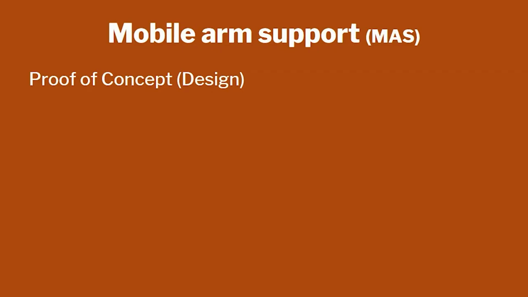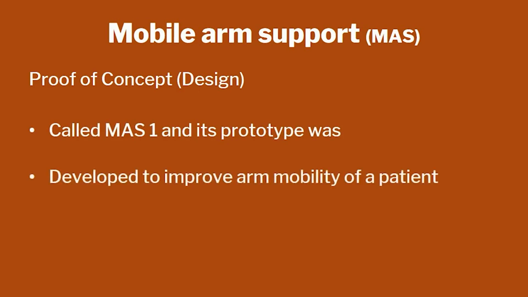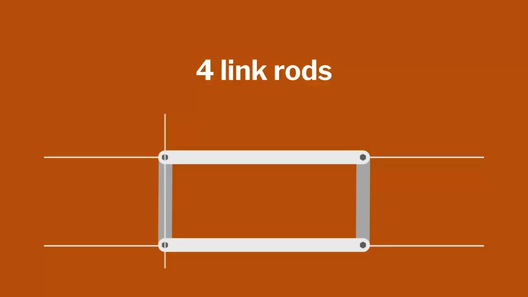Okay, we went through two different cycles. First, we created a proof of concept or design or prototype. We called it Mass 1. That was focused on only a certain group of people that we could find who would be agreeable to testing the device, so that they could perform activities such as eating and drinking, for which they are currently dependent on others. And then what did we come up with?